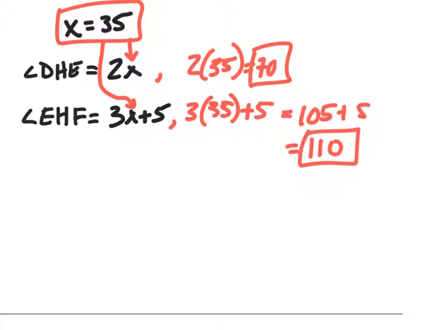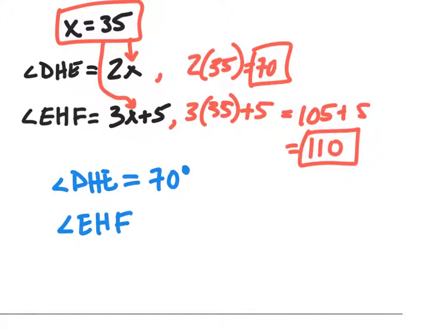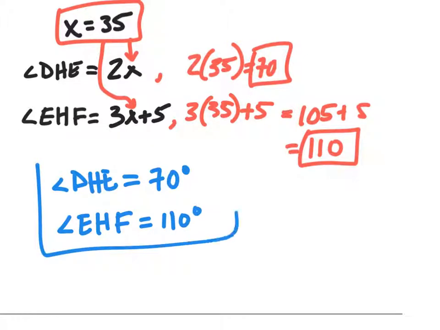My final conclusion is that angle DHE is equal to 70 degrees, and then angle EHF is equal to 110 degrees. Okay? And that's our answer. This is what we were trying to find.